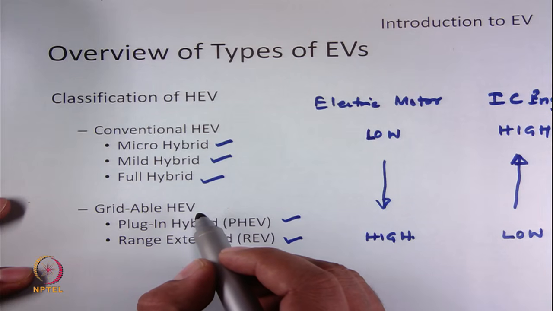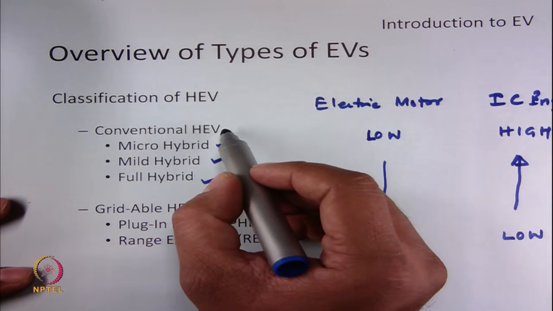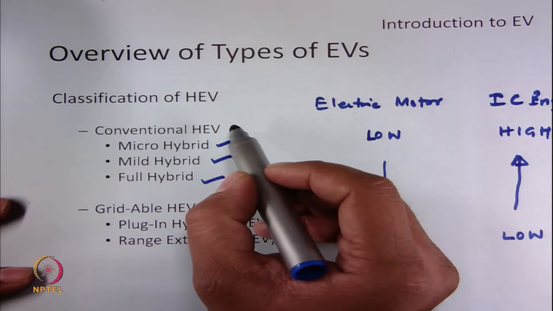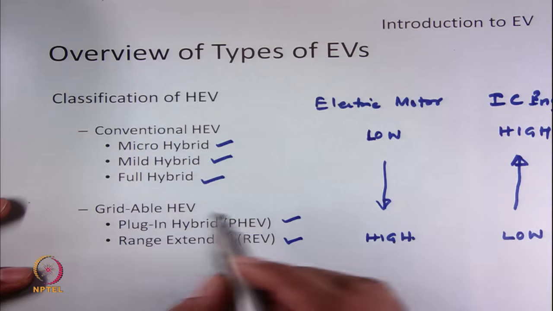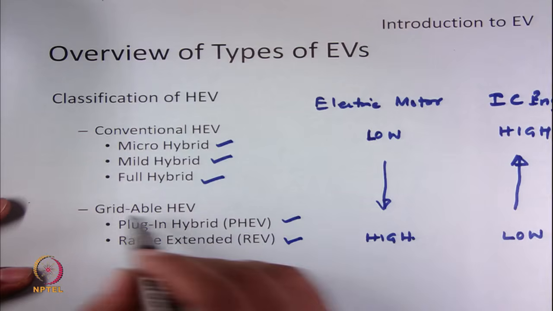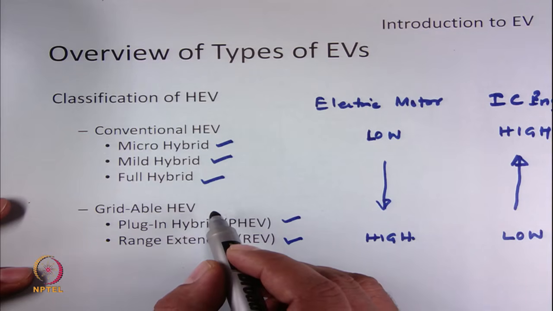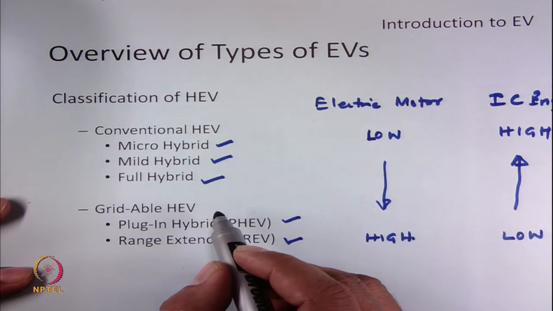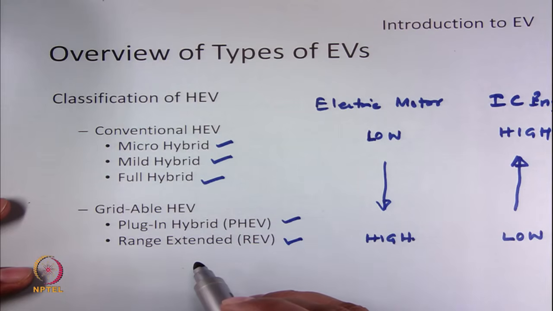So, the difference between these two types is that the conventional HEVs can be refueled only at the filling stations or petrol bunks, while chargeable HEVs can be refueled both electrically and at the filling stations. So, a chargeable HEV enables direct charging of battery using charging ports in addition to refueling by liquid fuels at a filling station.